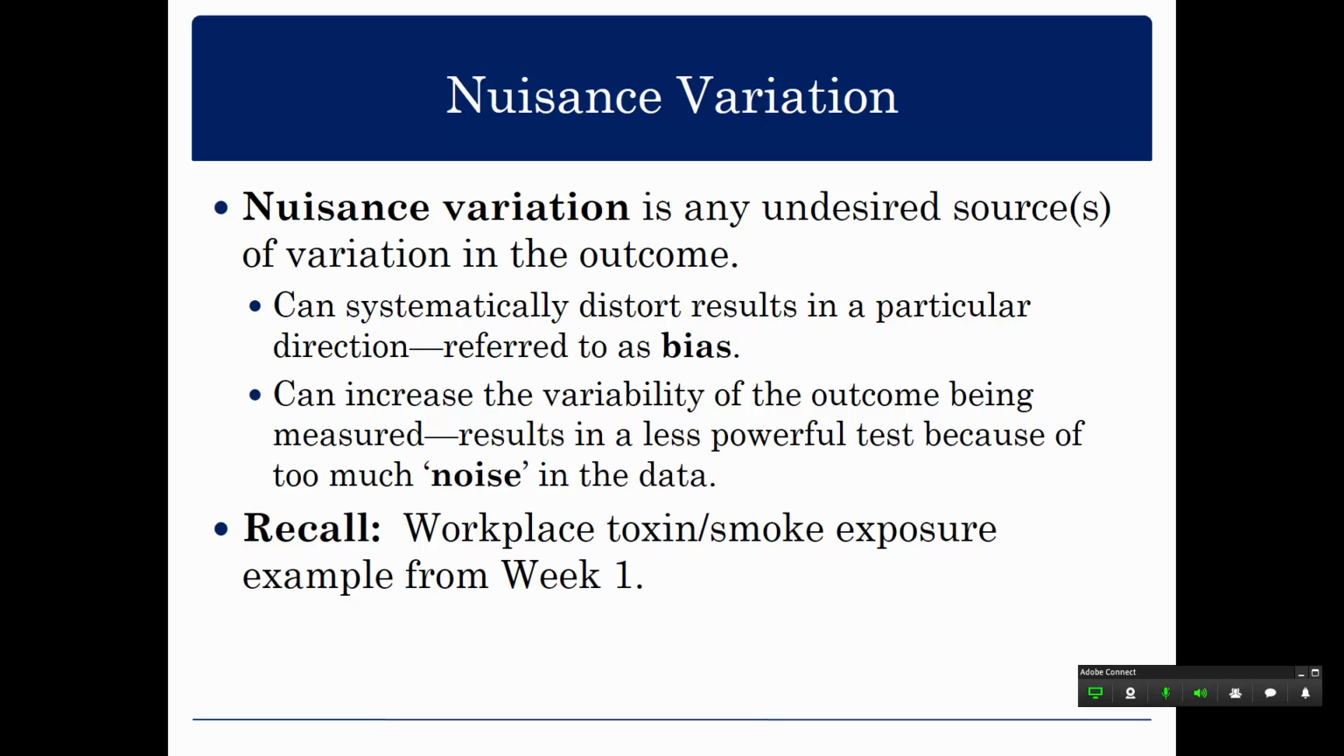Nuisance variation is any undesired source of variation in the outcome. We talked about this last week in the context of the workplace toxin and smoking exposure problem for infertility. There are two ways nuisance variation can impact the validity of your study. It can result in bias, where that nuisance variable or factor systematically distorts the results in a particular direction. It either makes it look better than it actually is or makes it look worse than it actually is. Another way is it can just increase the noise in your data. So it just increases the variability of the outcome being measured. And that decreases the chances that you'll be able to detect a signal because you have too much noise.